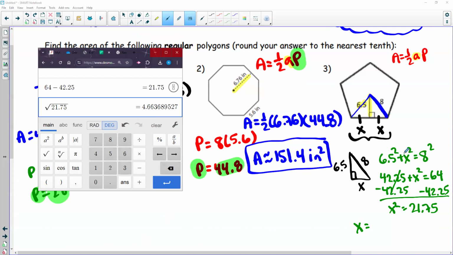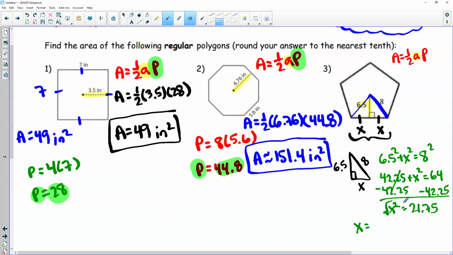So you've got two options here. Technically, what we did here is we took the square root of both sides. You can leave it as the square root of 21.75, which would honestly be our safer bet. Let's just do that. Okay, so x equals the square root of 21.75. Okay, so that's the value of x.